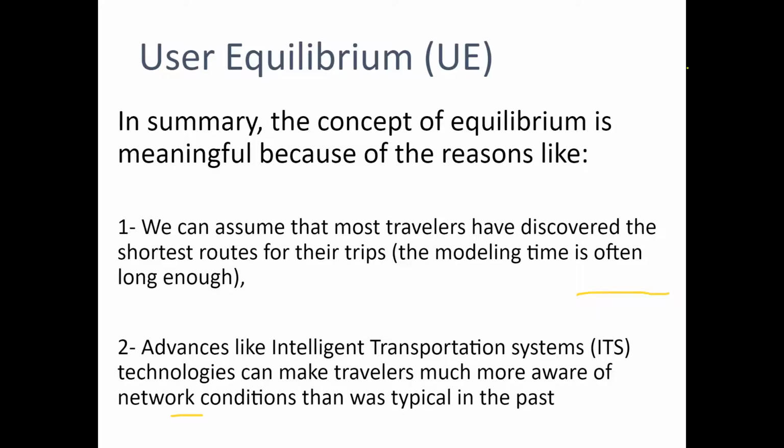So the concept of equilibrium is meaningful because we can assume that most travelers have discovered the shorter route. And there are ITS systems and maps and all of that that can make travelers much more aware of the network conditions than was typical in the past. So there are tools out there, and people will have reasonable information to make decisions. So we can take these assumptions and use that in our model. Basically, that's the bottom line.